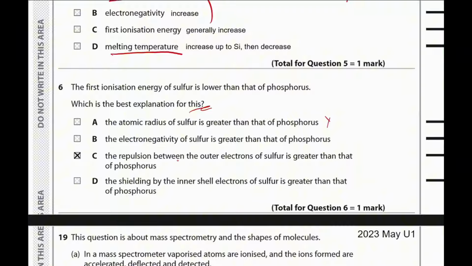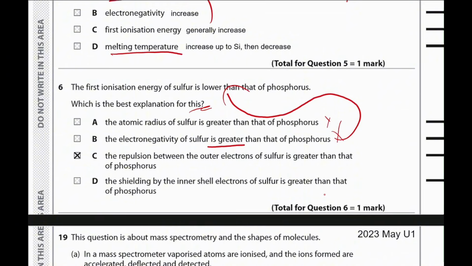If you check out the electronegativity of sulfur, electronegativity tends to increase. Since sulfur is present on the right side, its electronegativity is supposed to be greater than that of phosphorus, but electronegativity is not a factor which affects the lowering or raising of first ionization energy. So that is not taken into consideration. This leaves us C and D.